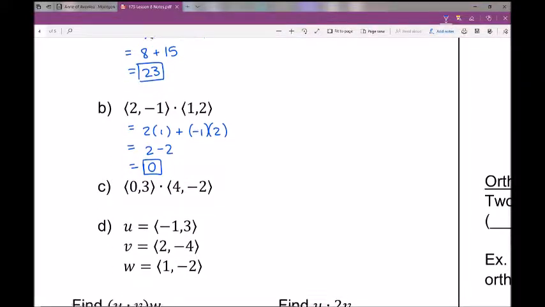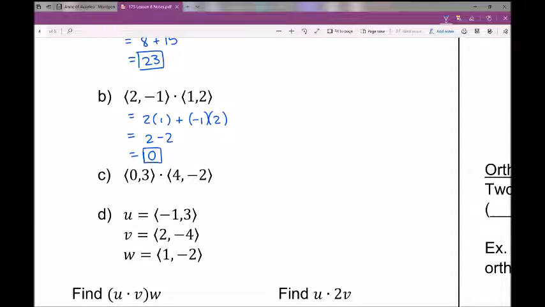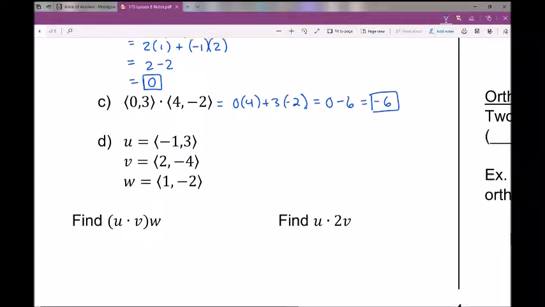Okay. The next example, we have 0, 3 dotted with 4, negative 2. So we'll do 0 times 4 plus 3 times negative 2. So we get 0 minus 6, and that is negative 6. All right? Okay, so now we're going to do a little bit more complicated examples.